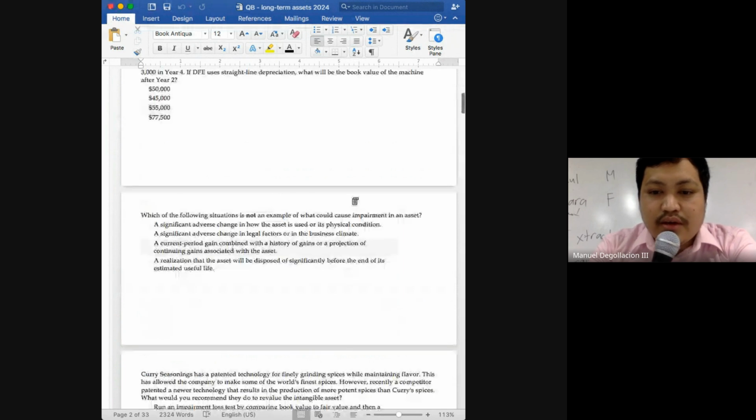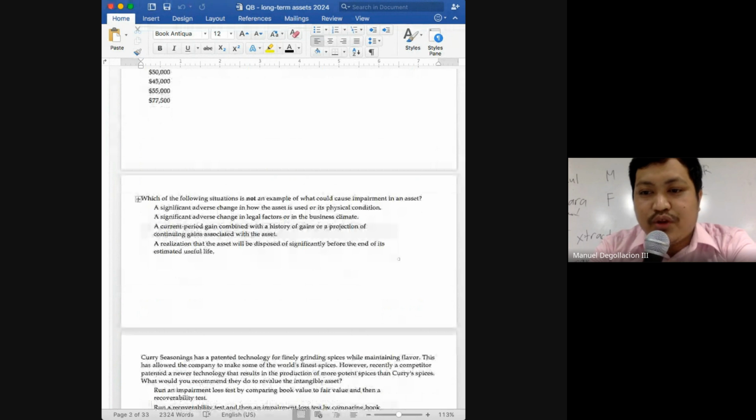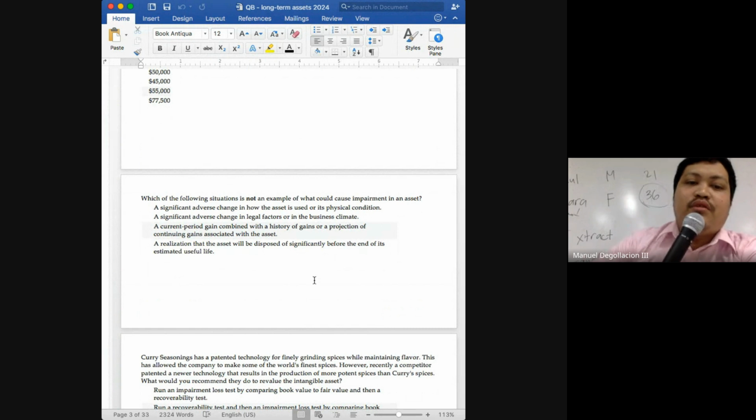Next, which of the following situations is not an example of what could cause impairment in an asset? Okay, so the choices here, you can easily answer this by process of elimination. The answer here is the third choice. A current period gain combined with a history of gains or a projection of continuing gains associated with the asset. If you regularly receive gain from the asset class, would you be able to conclude that the asset is impaired? The answer is no. So the opposite is actually true as to labeling the asset as impaired.